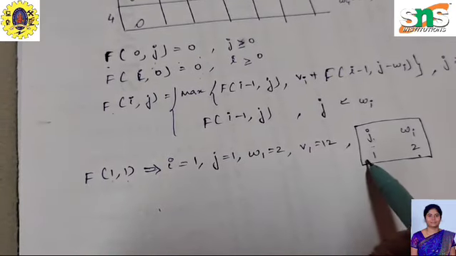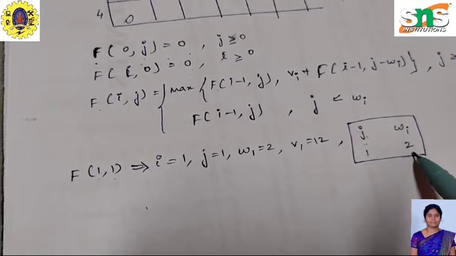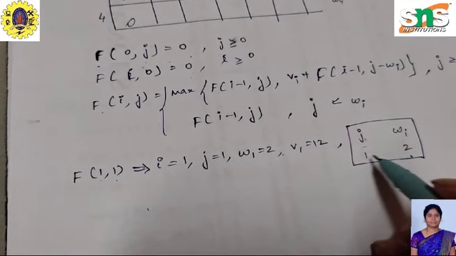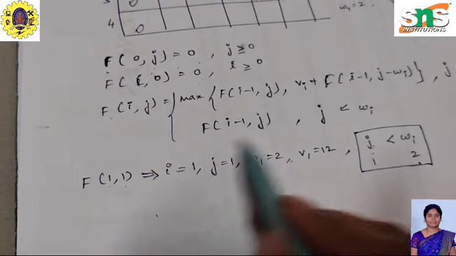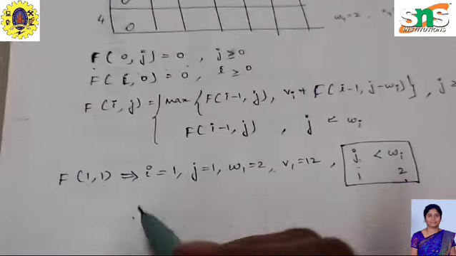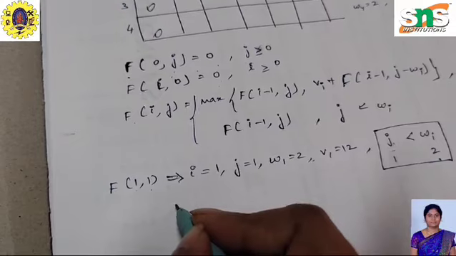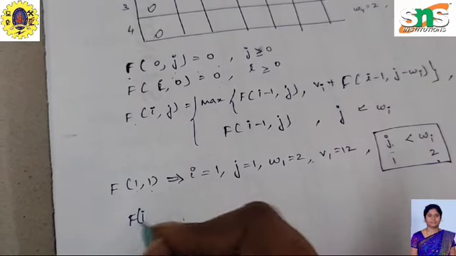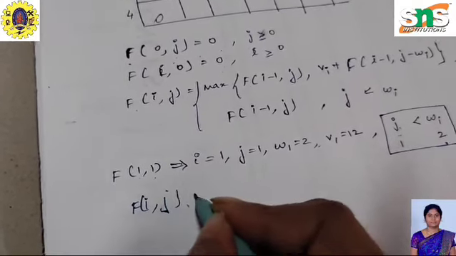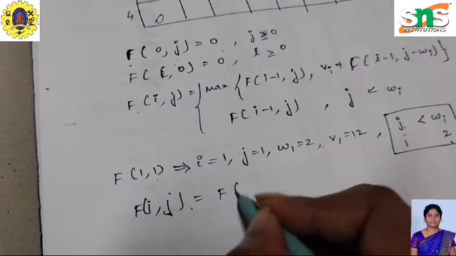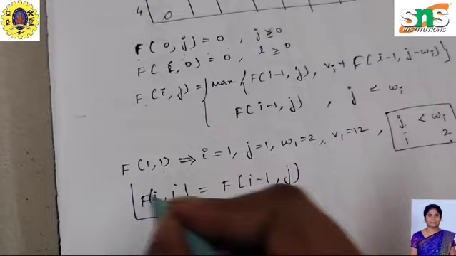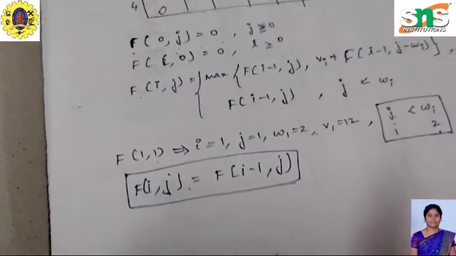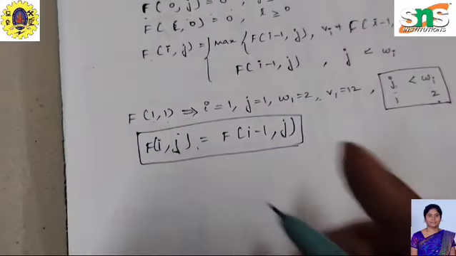The j value here is 1 and the wi value is 2. So 1 is less than wi. So we are supposed to go with this particular formula. I am writing the formula here, that is f of i comma j equal to f of i minus 1 comma j. This is the formula we are supposed to substitute in this particular sum.